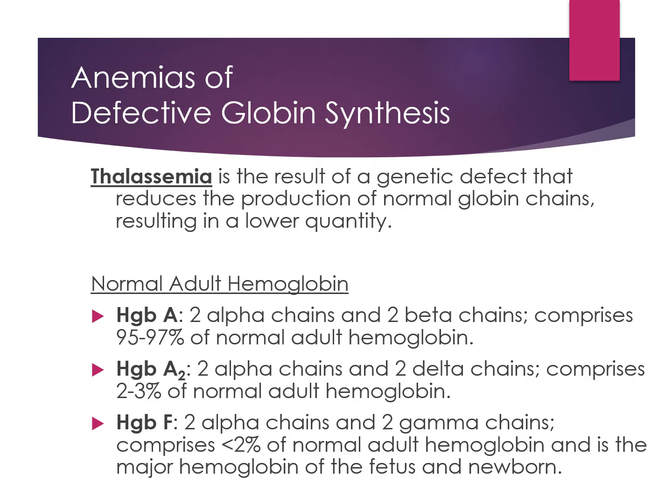And remember, we're still going to have a tiny, tiny bit of that hemoglobin F, or that fetal hemoglobin that carries over from fetal development, and that is comprised of two alpha chains and two gamma chains. This typically is comprised of less than 2% of normal adult hemoglobin, and is, of course, the major hemoglobin of the fetus and newborn in various stages of development.